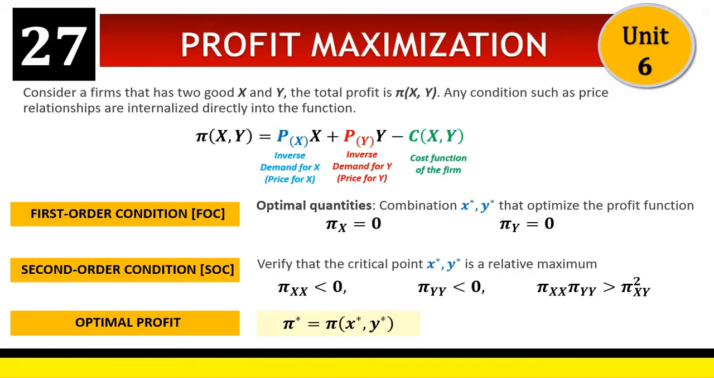An important application of optimization is in profits. As in the univariate case, our goal is to maximize profits. However, here we have a firm that has two goods, X and Y. The total profit is equal to the revenue obtained from good X plus the revenue obtained from good Y minus the cost function from both goods. Notice that in some occasions we will have the inverse demand for X and Y.